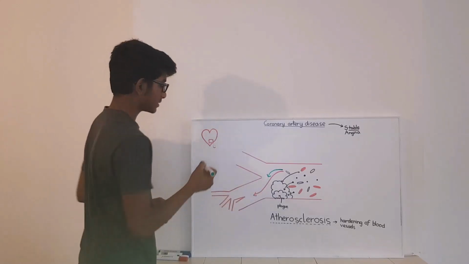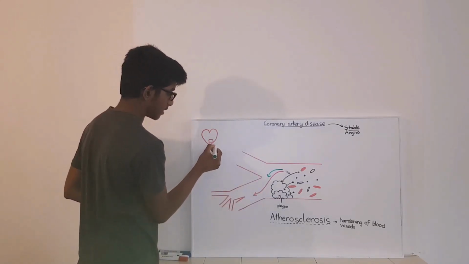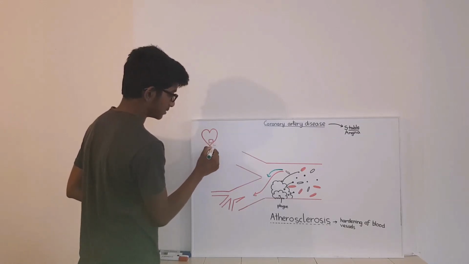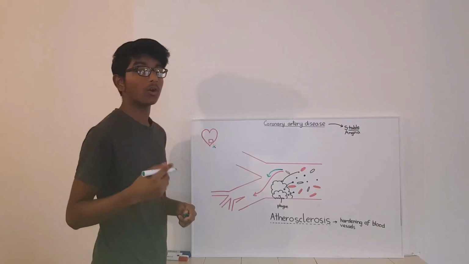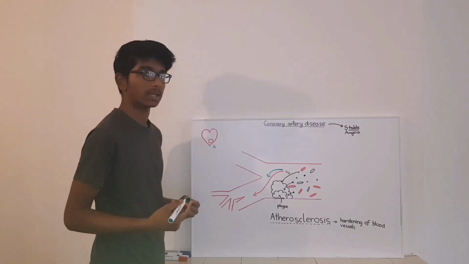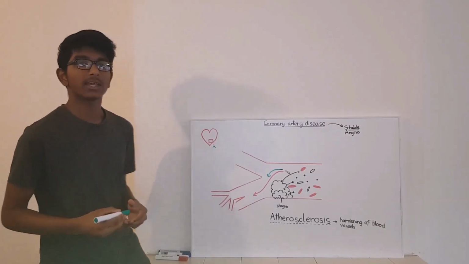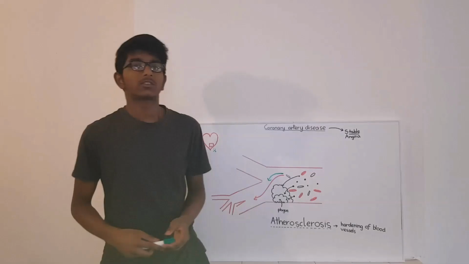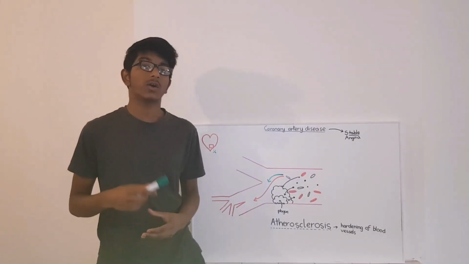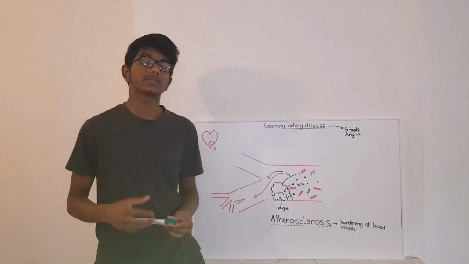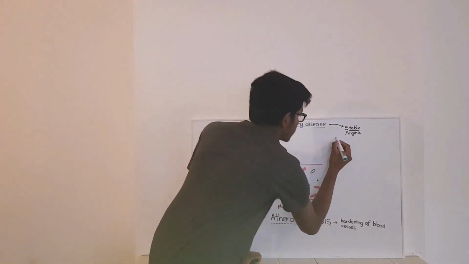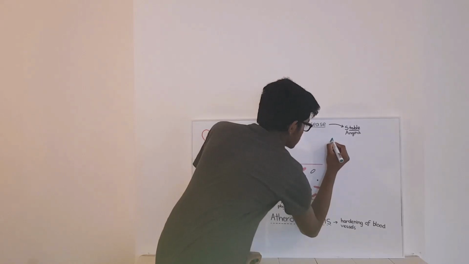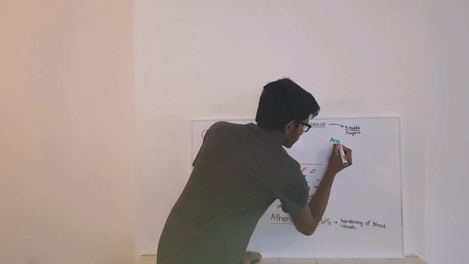And in this case, this heart muscle doesn't feel really well because it's not getting enough oxygen, so it can't do its job properly. And this is what's called stable angina. So if you have stable angina and you're exercising, you get a symptom called angina pectoris. So let me write that down. Angina pectoris.